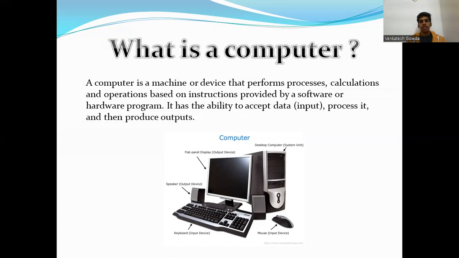So here we can see the devices of a computer system. They are a monitor, the speaker, the keyboard, a mouse, and a control system, which is also called the CPU.